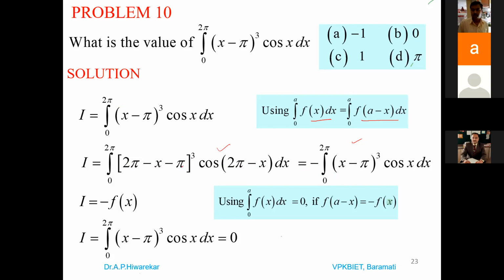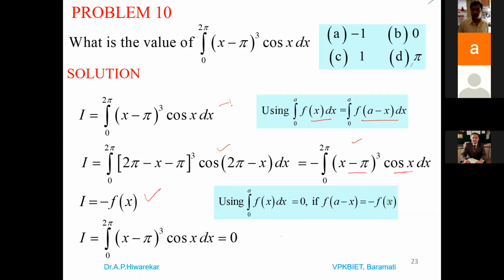Because 2 pi minus pi gives pi, it is pi minus x. Yes, it is minus x plus pi. And we know that cos of 2 pi minus x gives cos of x. Yes, this is correct. And we have got I is equal to minus f(x).